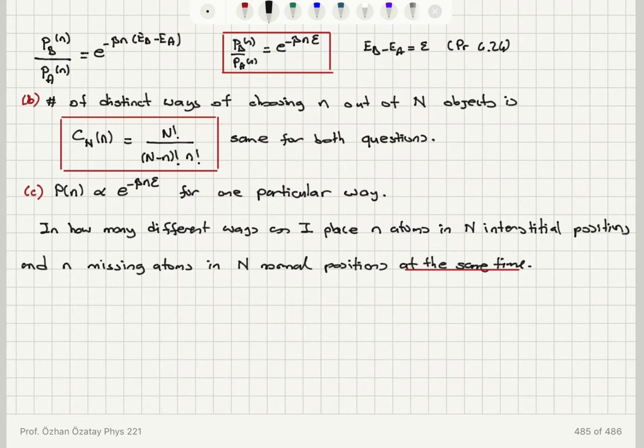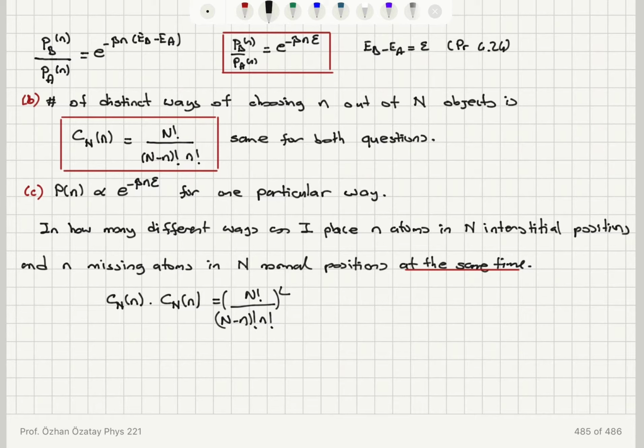So I will find that the answer to this question is a combination of capital N objects taken n at a time, multiplied by a combination of capital N objects taken n at a time. One is for placing n atoms in capital N interstitial positions, the other one for placing n missing atoms in capital N normal positions. So this will be capital N factorial over n factorial times capital N minus n factorial, squared.